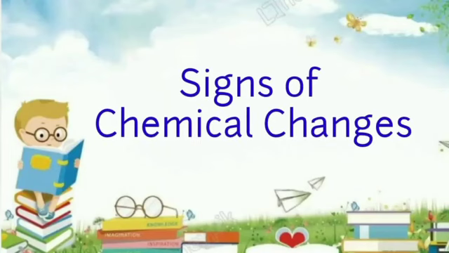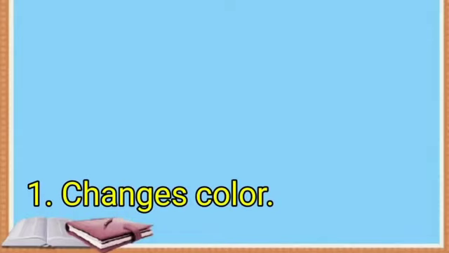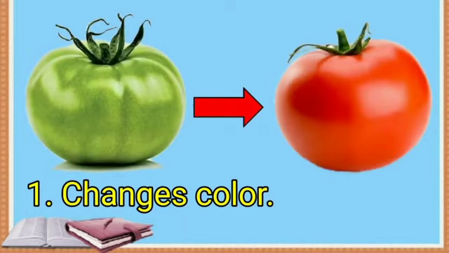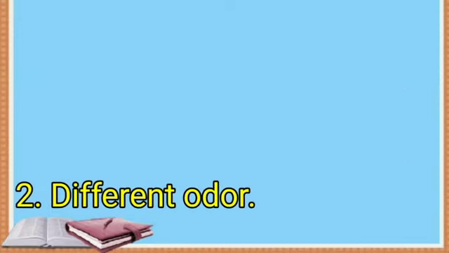How can you tell whether a chemical change has occurred? Let's look for these signs. Clue number 1. Changes color. For example, green tomato turns red. Clue number 2. Different odor. For example, spoiled food.